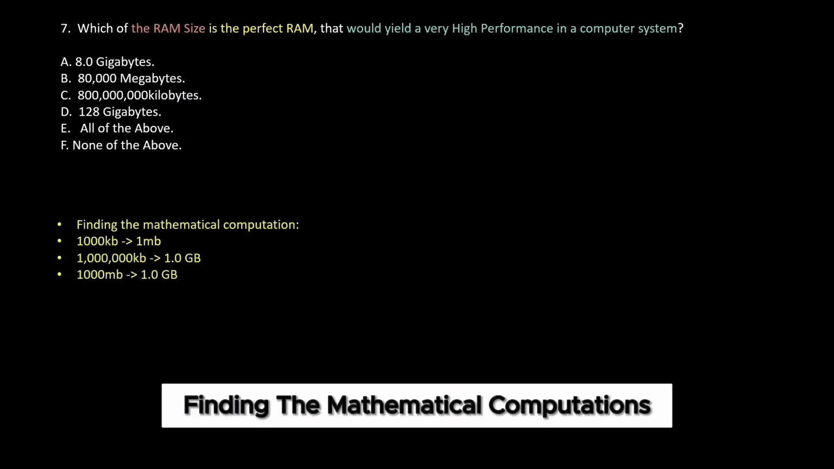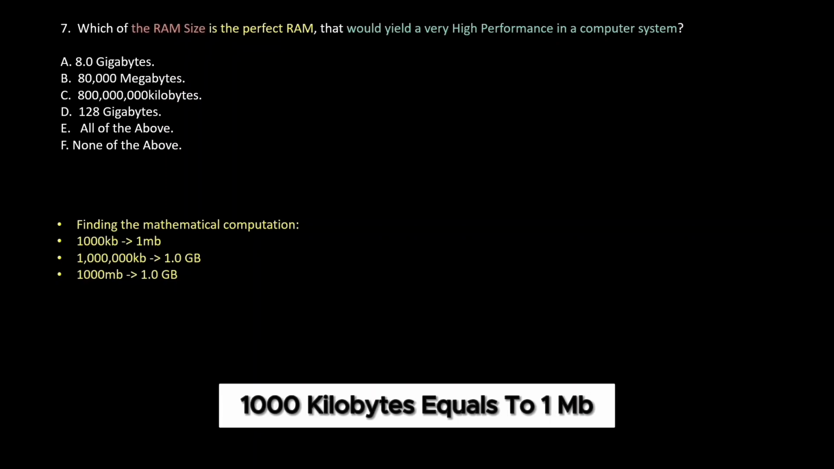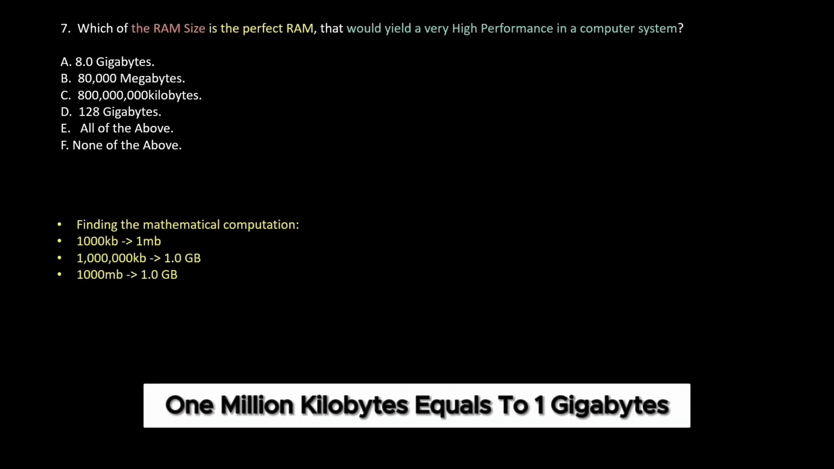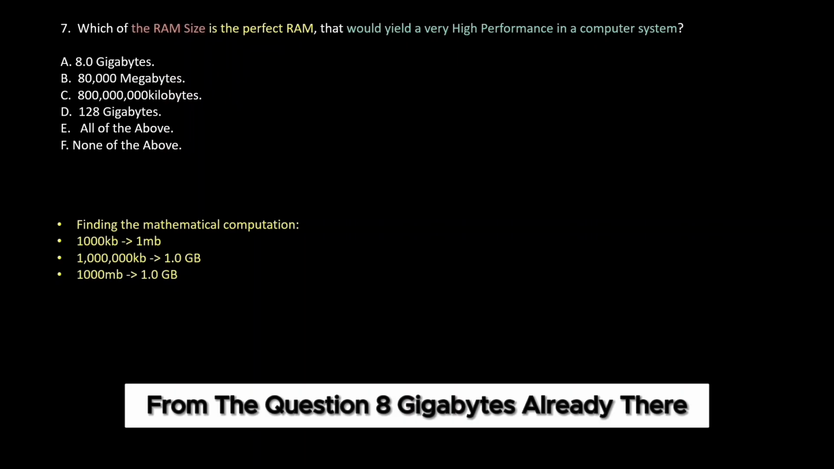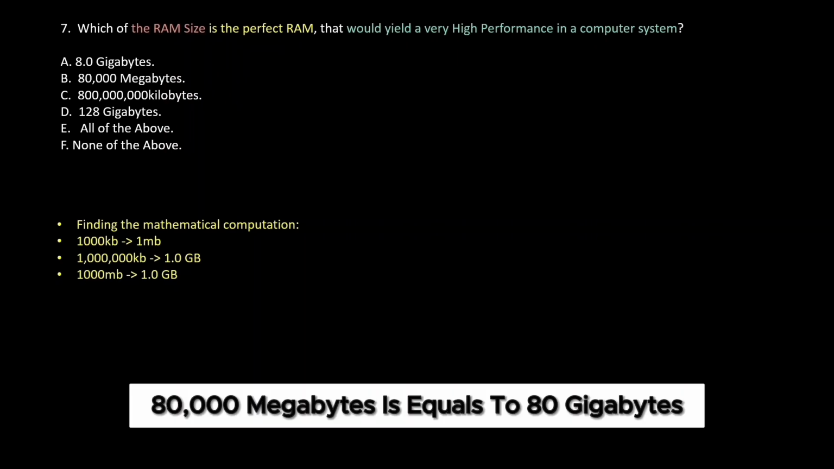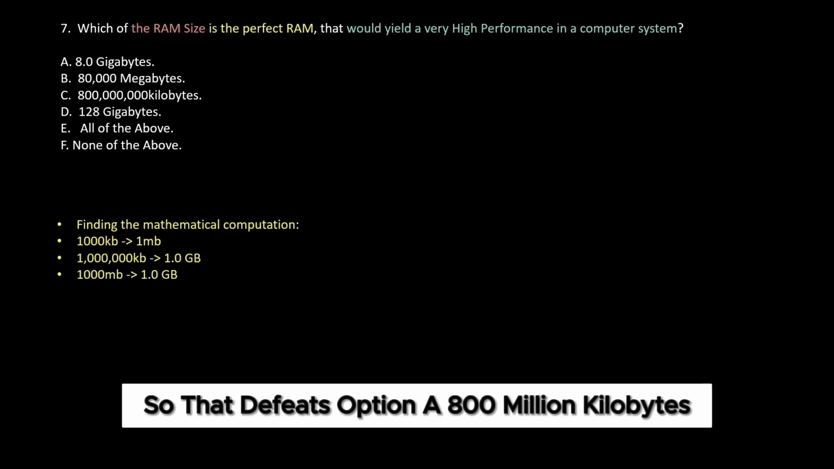Finding the mathematical computations, 1000 kilobytes is equal to 1 MB, 1 million kilobytes is equal to 1 gigabyte, and 1000 MB is equal to 1 gigabyte. From the question, 8 gigabytes is already there. 80,000 megabytes is equal to 80 gigabytes. So that defeats option A.